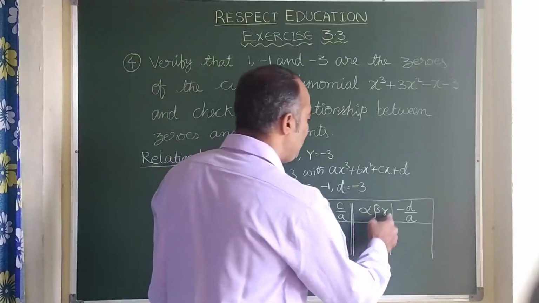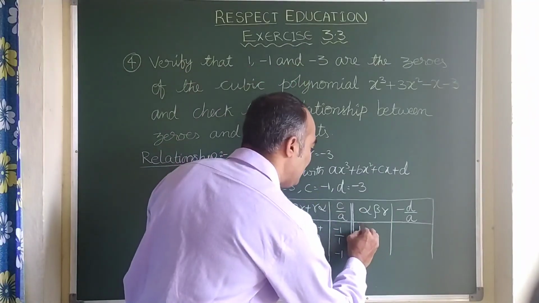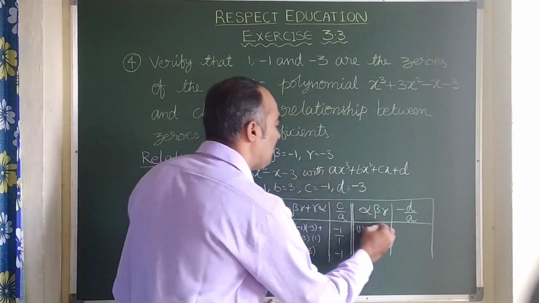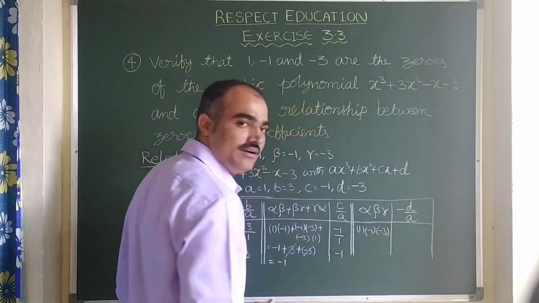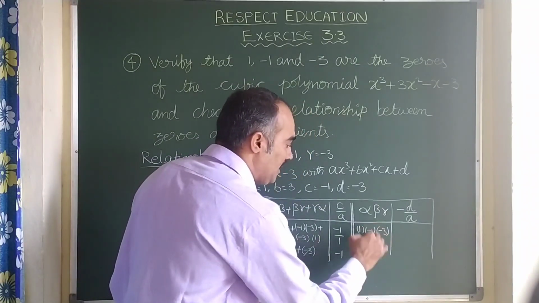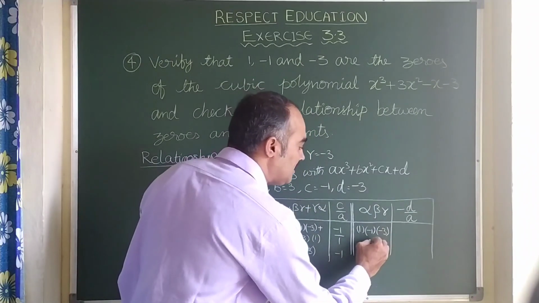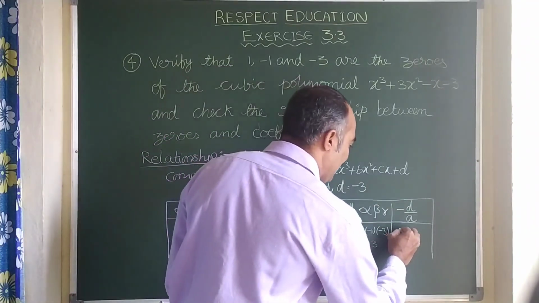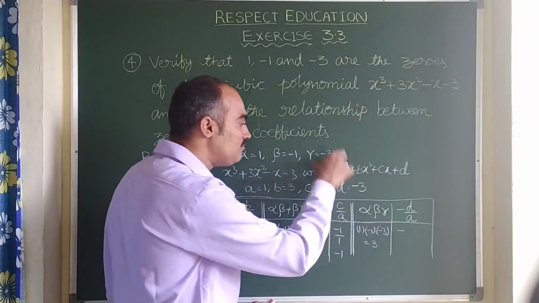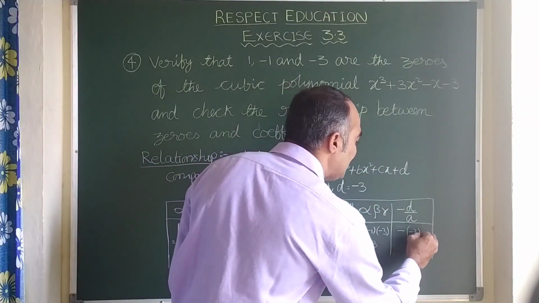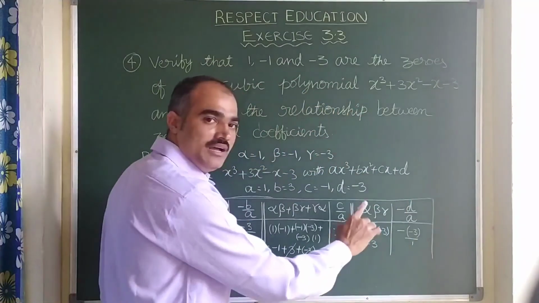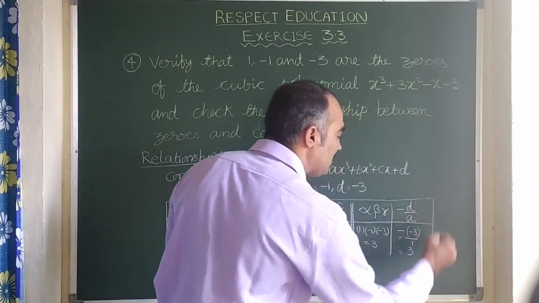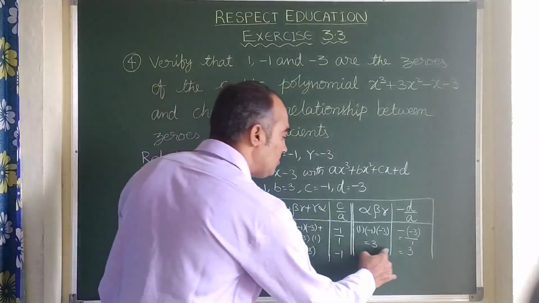Now alpha into beta into gamma. Alpha is 1 into beta is minus 1 into gamma is minus 3. Minus into minus is plus, 1 ones are 1, 1 threes are 3. So it is finally plus 3. Now minus d by a, d is minus 3, a is 1. So minus of minus 3 is plus 3, so 3 by 1 is nothing but 3. Here you observe these two are equal.